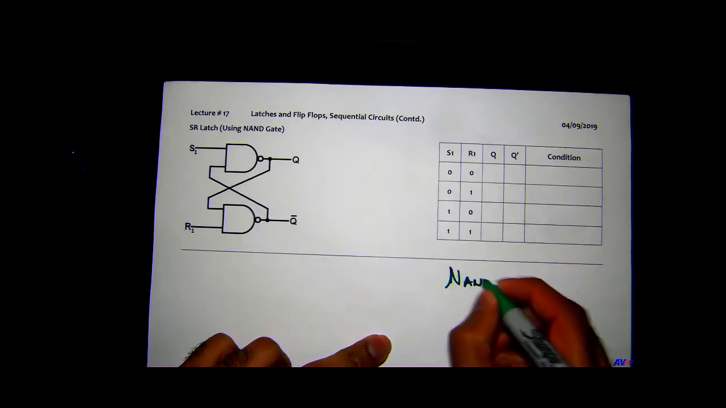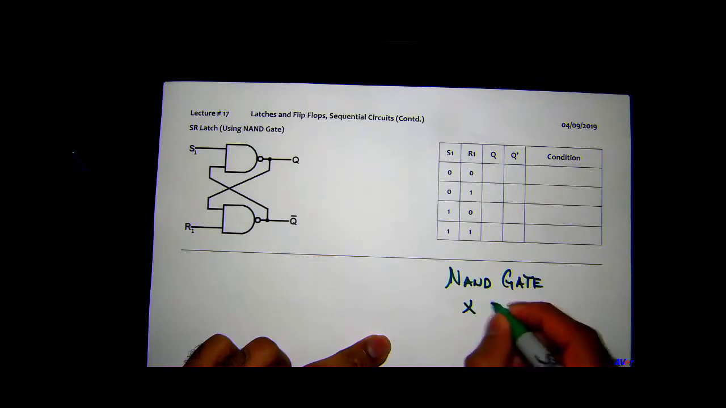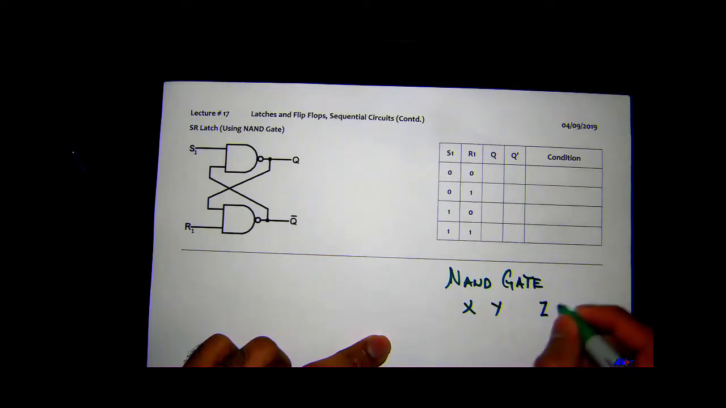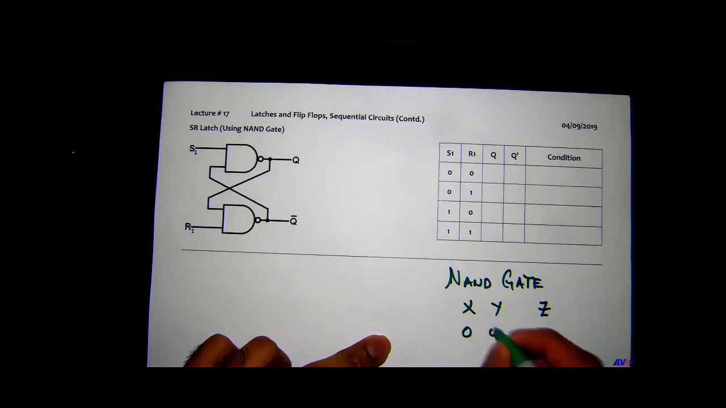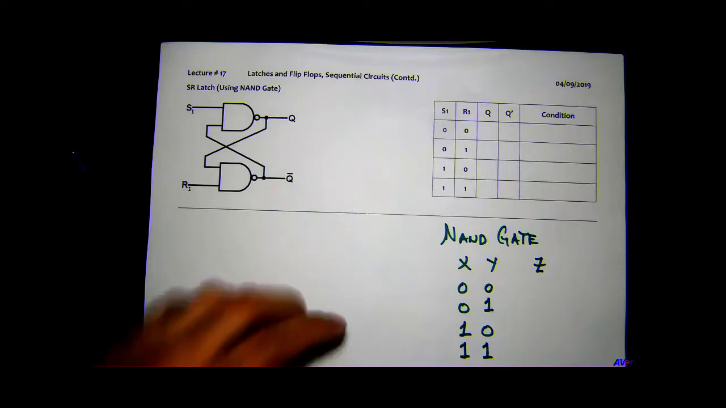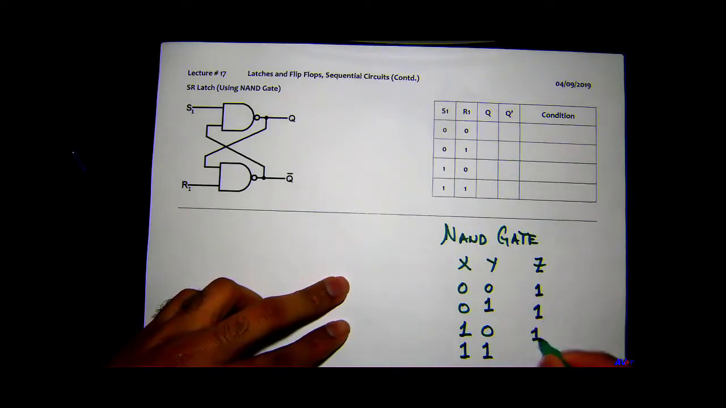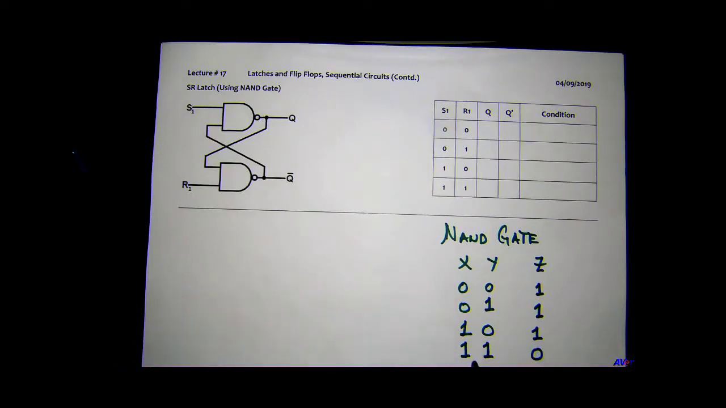So we have NAND gate, say you have inputs X and Y, and then you have the output Z. So you got four possible combinations, 0, 0, 0, 1. Then you have 1, 0, and then 1, 1. And for the NAND gate, we know that the outputs are going to be 1, 1, 1, 0. When both the inputs are high, the output is going to be 0. When any of the inputs is 0, the output is going to be high. Basically, it's an opposite of AND gate.